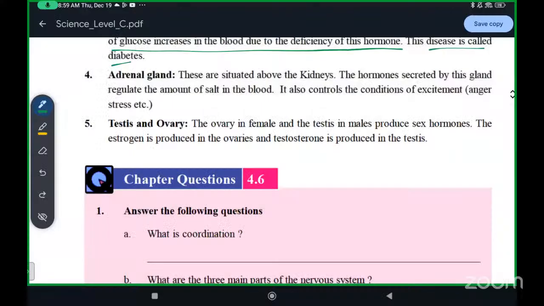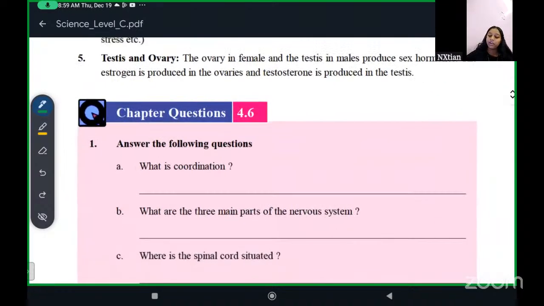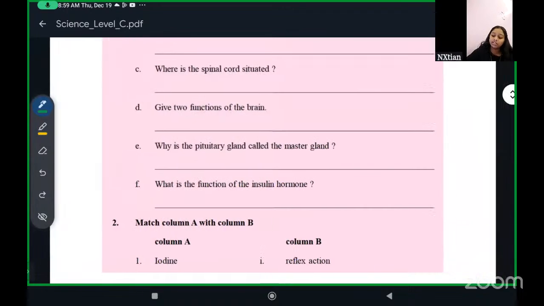The adrenal gland is set above the kidney. The hormone secreted by this gland regulates the amount of salt in the blood, and also controls the condition of excitement, anger, stress, etc. Then we have the glands, testes and ovaries. The ovaries in females and the testes in males produce sex hormones. Estrogen is produced in the ovaries and testosterone is produced in the testes.